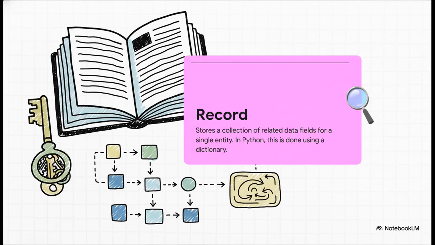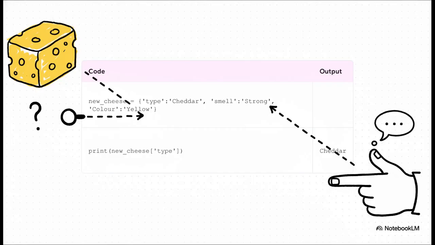And the perfect tool for this in Python is the dictionary. Check this example out. We've created a dictionary called new_cheese. See how it's made of pairs? We have a label, which we call a key, like type, and then the data it holds, its value, which is cheddar. So to get the info, we don't use a number index. Nope, we use the key itself. We literally ask for new_cheese[type], and boom, it gives us back cheddar.